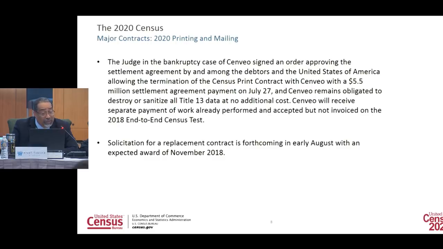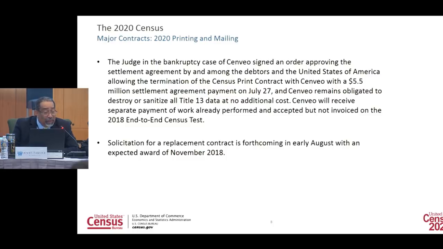After several rounds of good faith, aggressive arm's length negotiations, the parties reached a settlement to settle the matter for $5.5 million. On July 26, the bankruptcy court approved the settlement agreement by and among the debtors and the United States, allowing the termination of the contract with a $5.5 million payment to Sinveo. Sinveo remains obligated to destroy and sanitize all Title 13 data at no additional cost. They will receive separate payment for the work already performed, accepted but not invoiced, on the 2018 end-to-end test. I will say Sinveo provided the print material that was used in the 2018 test.